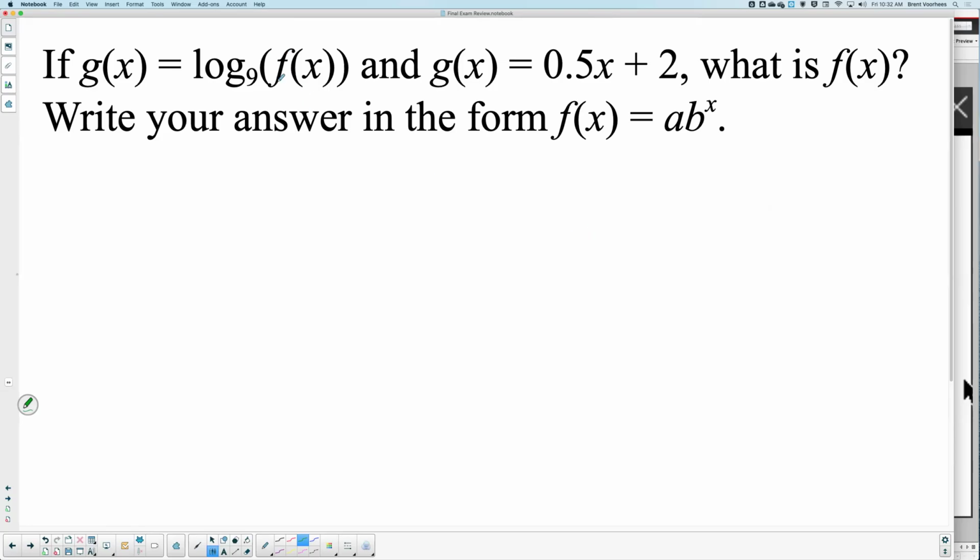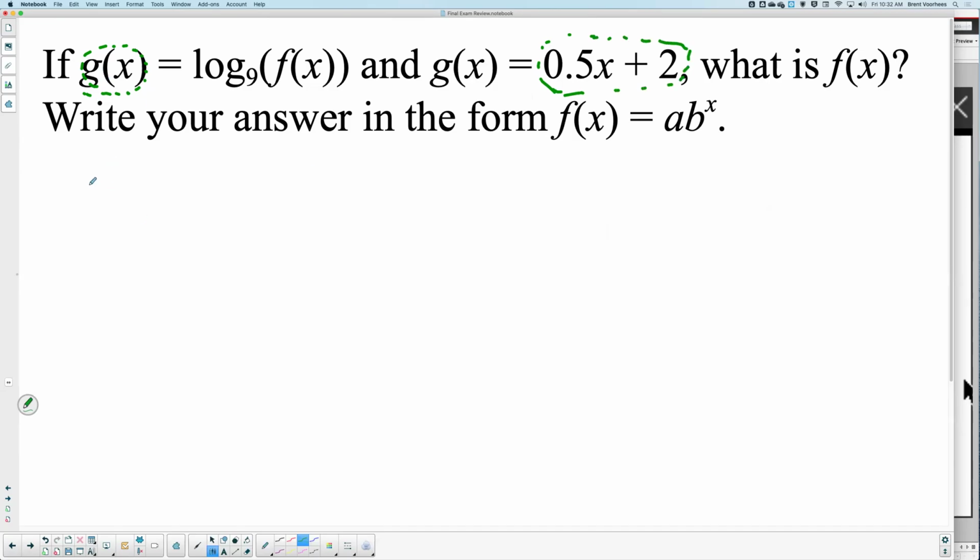Well, how can I solve this for f of x? Before I go anywhere else, I need to do something with these two equations. What can I do with them? Someone say substitute. I can substitute. What can I substitute? Look closely. G of x is shared. This g of x can be replaced. What can g of x be replaced with? Instead of this g of x, it can be replaced with 0.5. There you go. We're going to substitute this in.